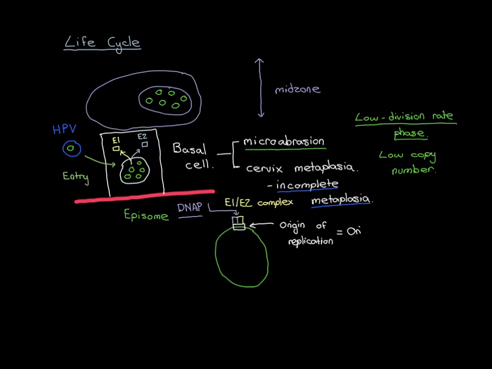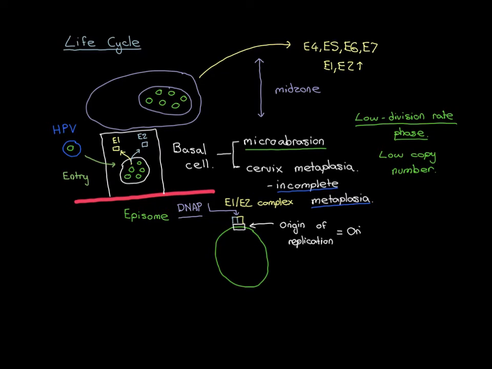So what happens now, once the cell has differentiated somewhat, and we don't fully understand how this works, but once the cell has begun the differentiation process, you start expressing the other early proteins, E4, E5, E6, and E7. You also produce even more E1 and E2, and we know that E1 and E2 have already been expressed, but you're going to produce even more of them. So you're going to produce all of the early proteins now.